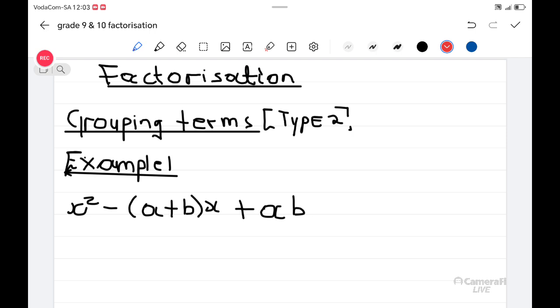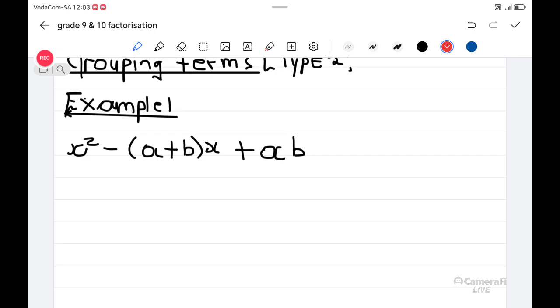So, today we will be doing factorization, grouping terms type 2. Example 1, you have x squared minus (a plus b)x plus ab. Now you have three terms, unlike the previous question, but you can expand this expression in order to have four terms. So, what do we do?